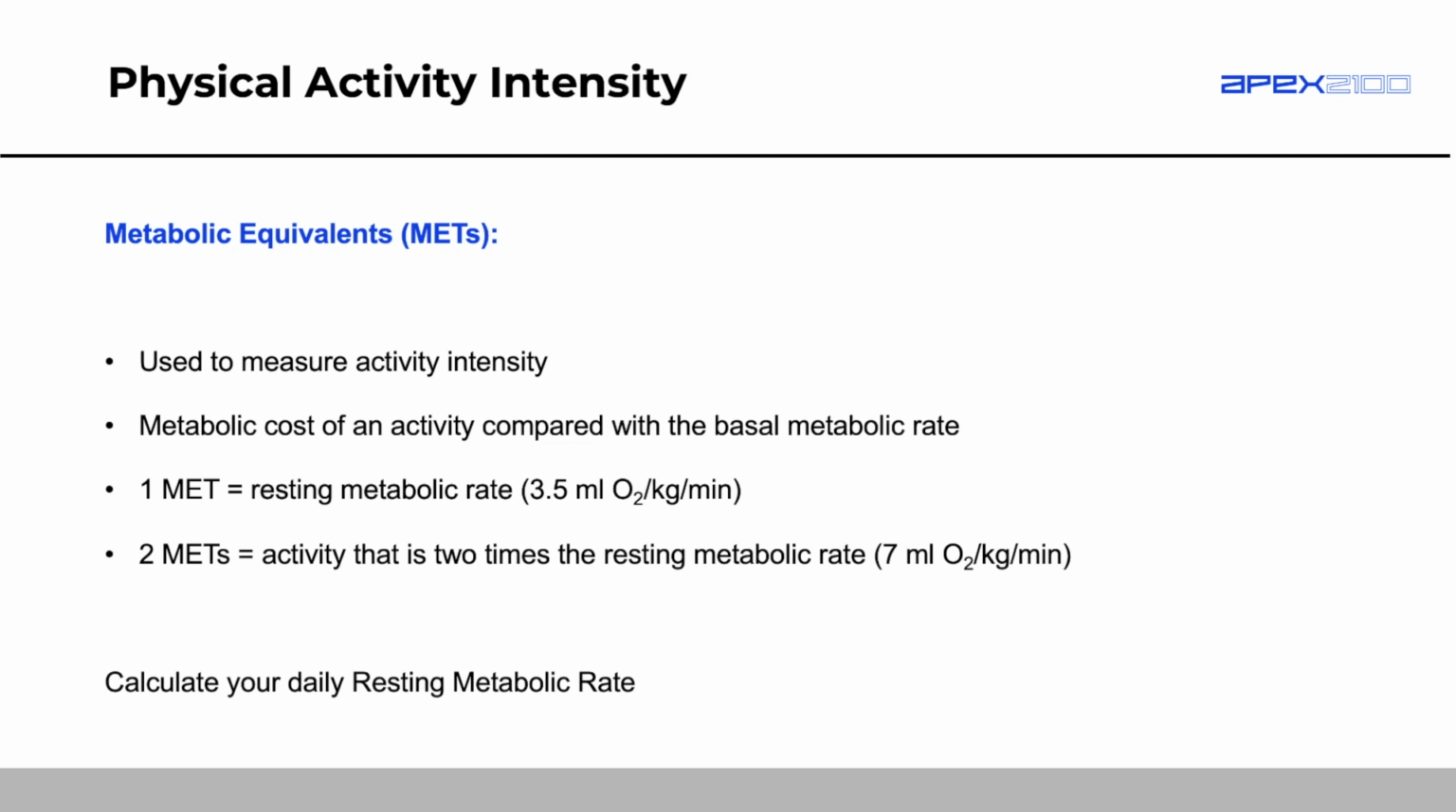That means that 2 METs must be 7. And that means that 3 METs must be 10.5, and so on. 10 METs is 10 times the resting metabolic rate. So you can calculate your resting metabolic rate. Now, remember the 3.5 and the 7 are per minute.